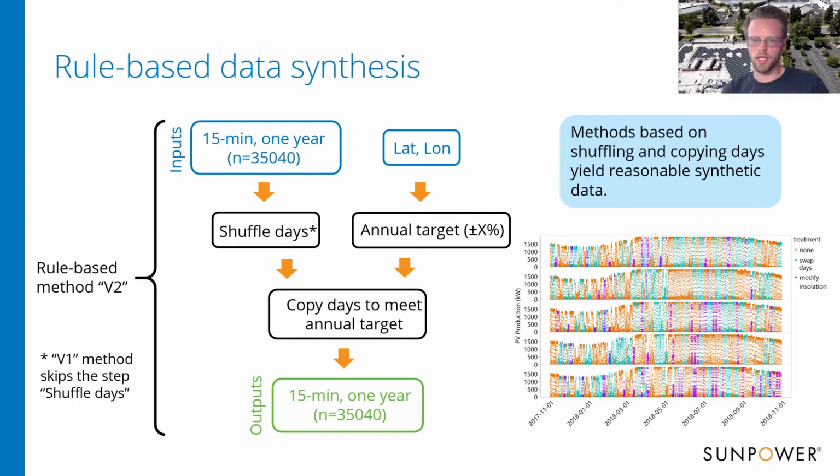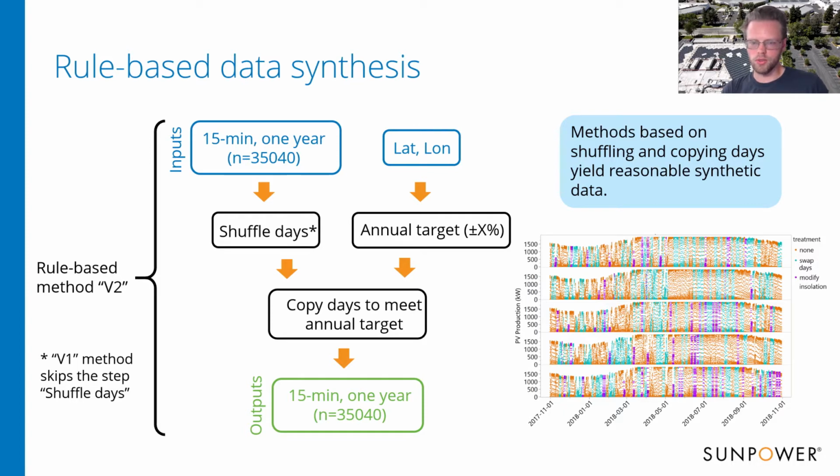follows this sort of schematic here, where the input is a 15-minute 1-year time series file, and then there's also a latitude-longitude input. So the latitude-longitude input determines what the annual target will be when we're making a new variant. It will be higher or lower on an annual basis based on the map that I showed on the previous slide. And we also take this input data and shuffle the days around. This is basically just copying groups of days over other nearby days.